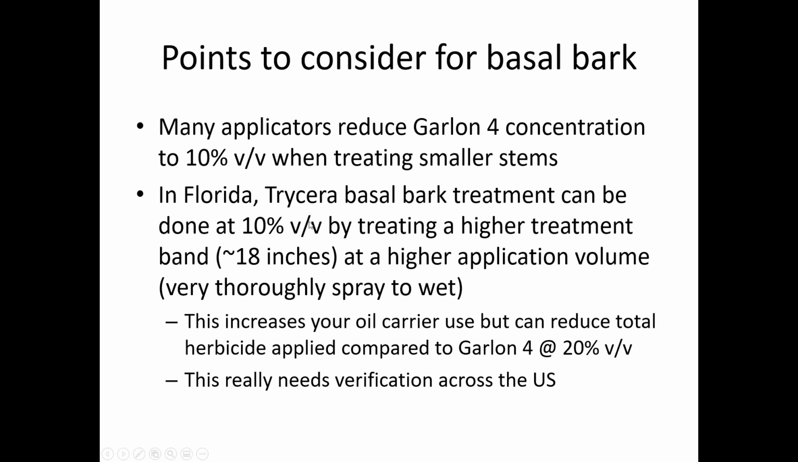So a couple of things about this. If you go to Tricera for basal bark, when you cut the rate down to 10%, that's a whole bunch more oil you're using, number one. And then number two, you go to a higher band height of 18 inches, and that's even more oil you're using. So this increases your oil carrier use, but it still can reduce the total herbicide applied compared to Garlon 4 or the Triclopyr esters at 20% volume to volume. This is because it is a 2.87 pound per gallon formulation compared to that 4 pound per gallon formulation. So you can up the volume a little bit, up the band height, and still apply about half as much herbicide with Tricera as you do with Garlon 4.